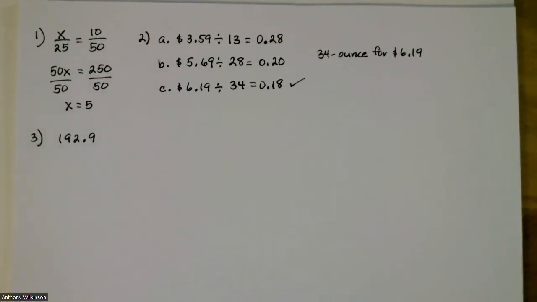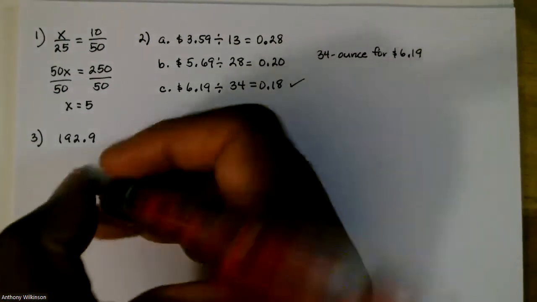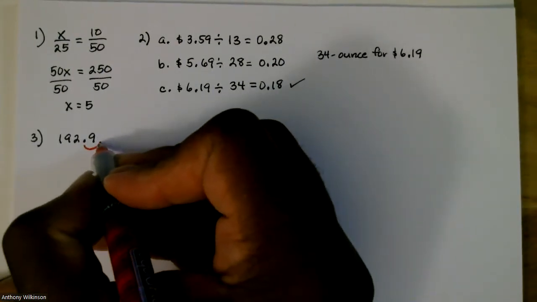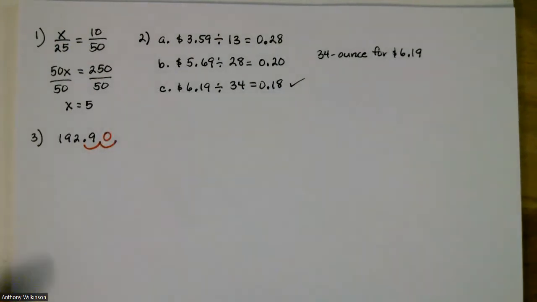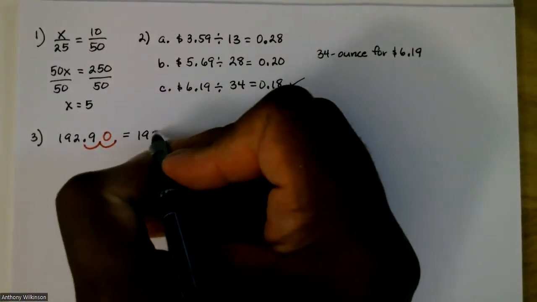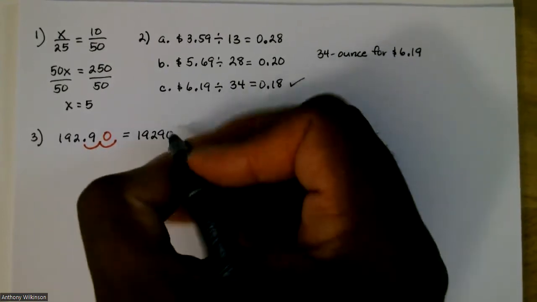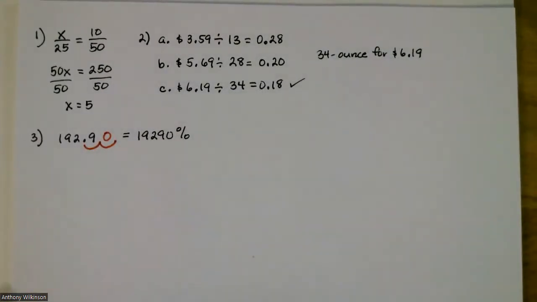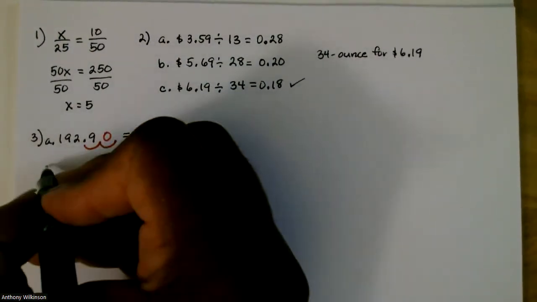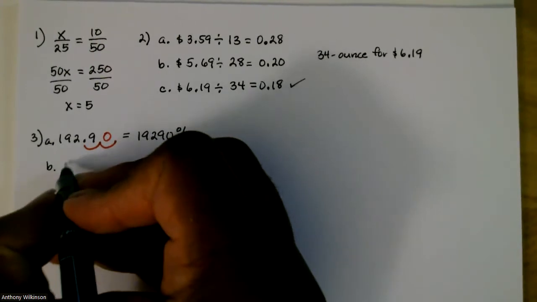All right, so going from a decimal to a percent, you always move your decimal point 2 places to the right. So wherever that decimal point is, you'll move it 2 places. So here I'm going to move this decimal point 1, 2. And here I need to add a 0 behind it. So that means 192.9 as a percent would be 19,290, and then we add the percent sign. Okay. And by the way, this is part A. Part B is a fraction, 4/5.